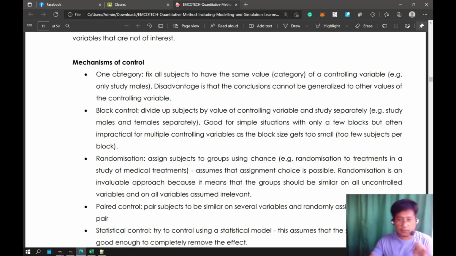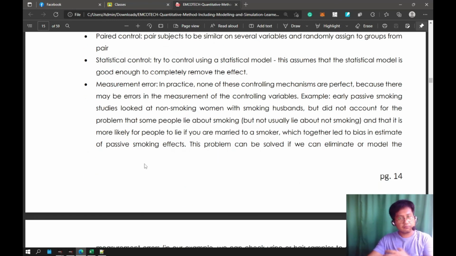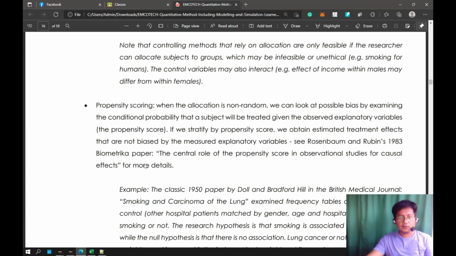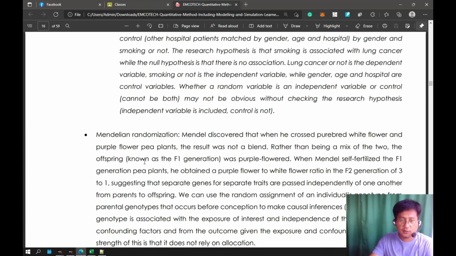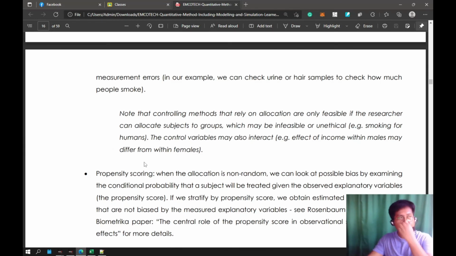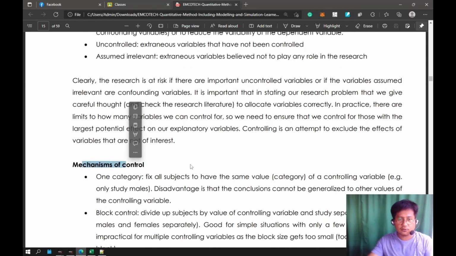It could be by one category, block control, randomization, statistical control, then never forget the measurement error, and then propensity scoring, and then Mendelian randomization. So that is what we can do or use when we test our hypothesis using a method. So we are going to use these control mechanisms.